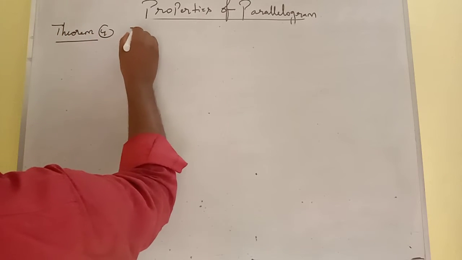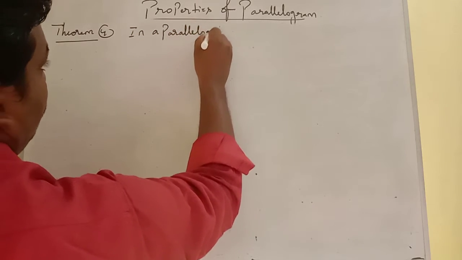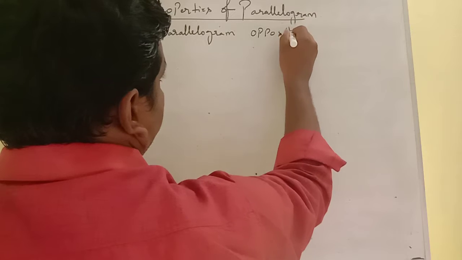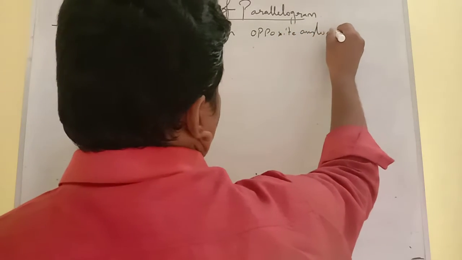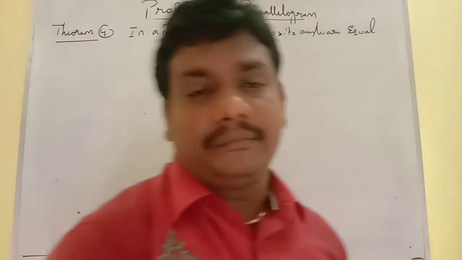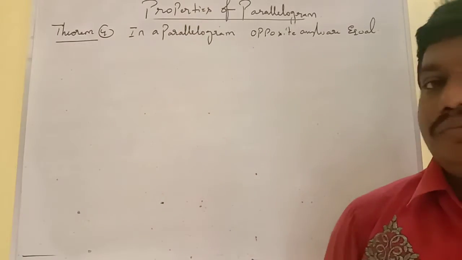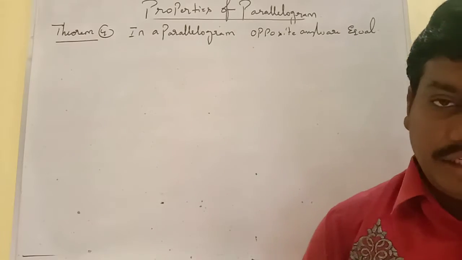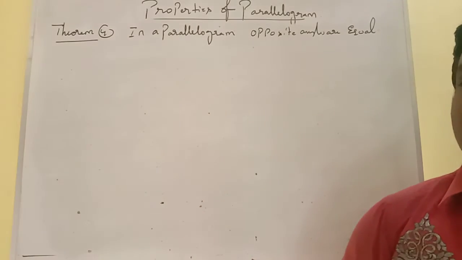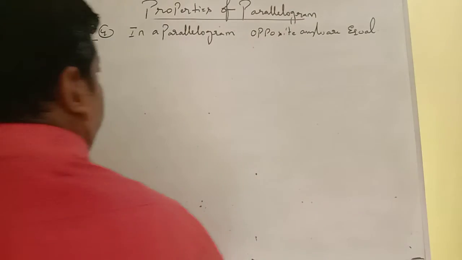Theorem 4. In a parallelogram, opposite angles are equal. So how to prove this theorem? This is a statement, a property of a parallelogram. We are going to consider this statement as true. How to prove this statement? We are going to see that; it is called theorem 4. This is known as a property of a parallelogram.